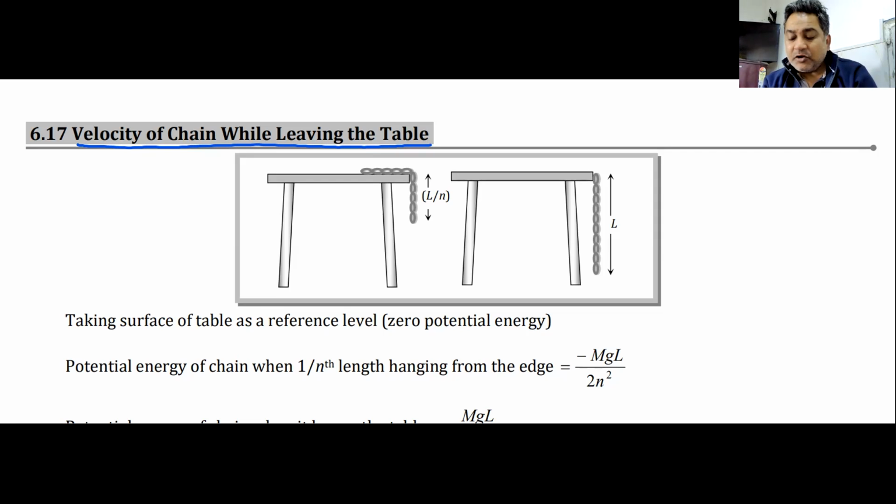Now, in the first case, L by n part of the chain was hanging, and we were trying to lift it up and put it back on the table. Right now, 1 by n part of this chain is hanging, and somehow we are holding the chain. Now, instead of lifting the chain, we are going to leave the chain.